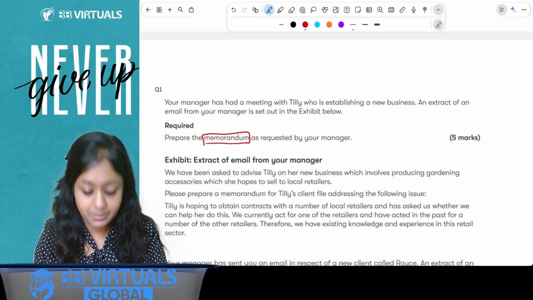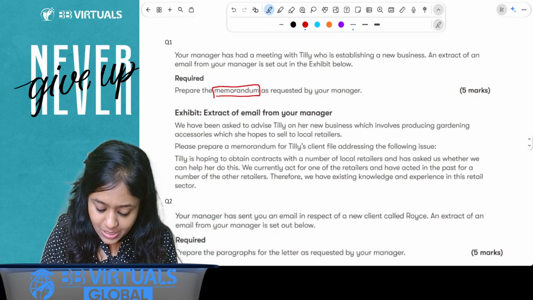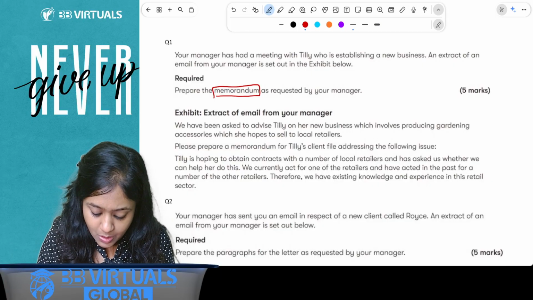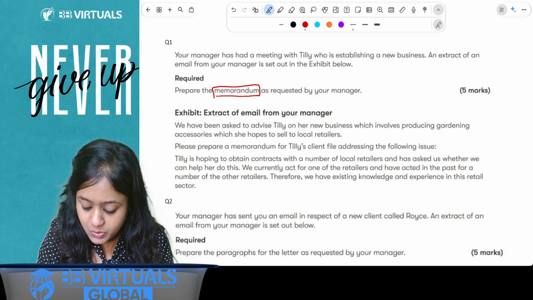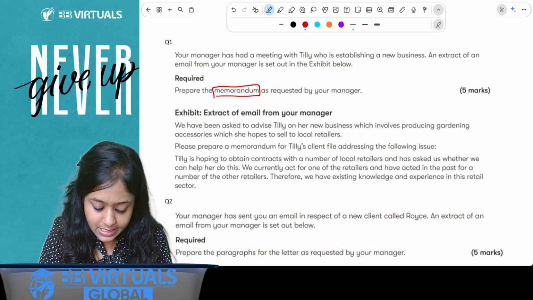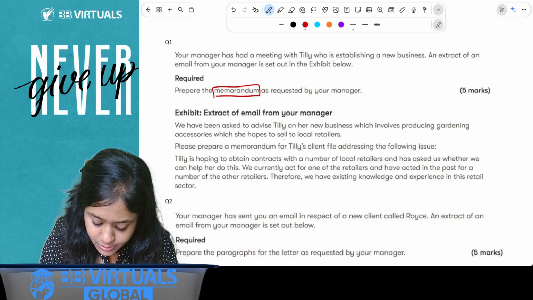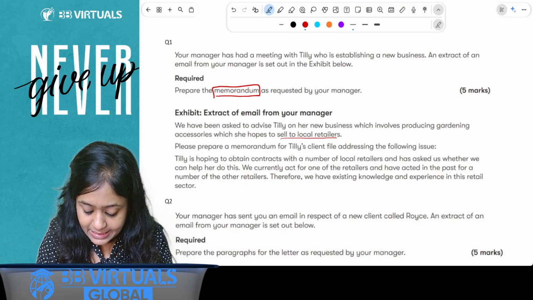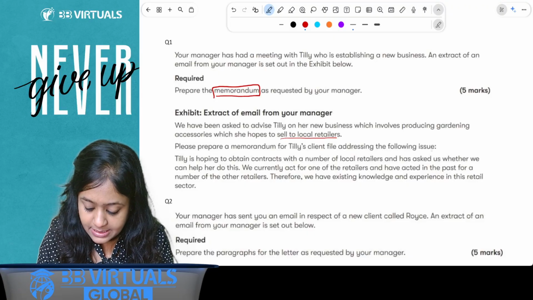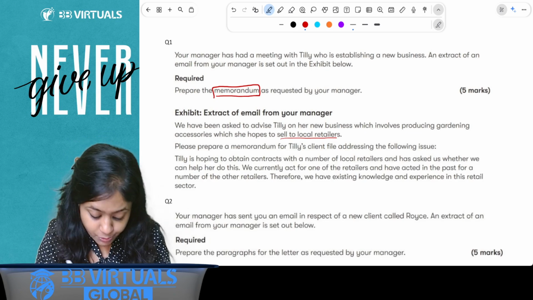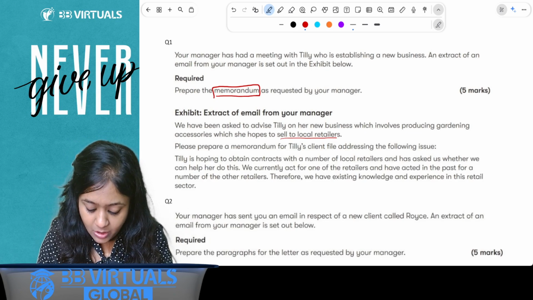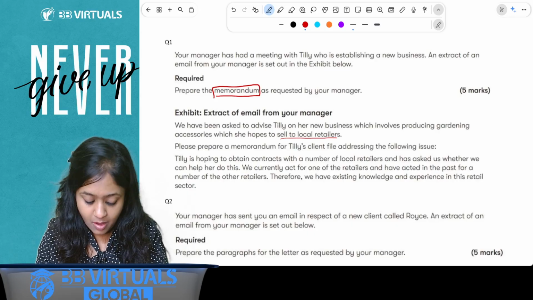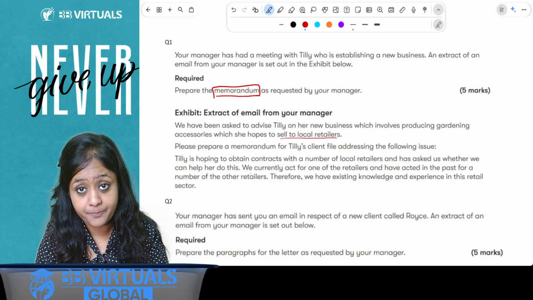As requested by the manager, the exhibit is an extract of an email from your manager. We have been asked to advise Tilly on a new business which involves producing gardening accessories which she hopes to sell to local retailers. Prepare a memorandum for Tilly's client file addressing the following issue. Now, what is the issue? Tilly is hoping to obtain contracts with a number of local retailers and has asked us whether we can help her do this.